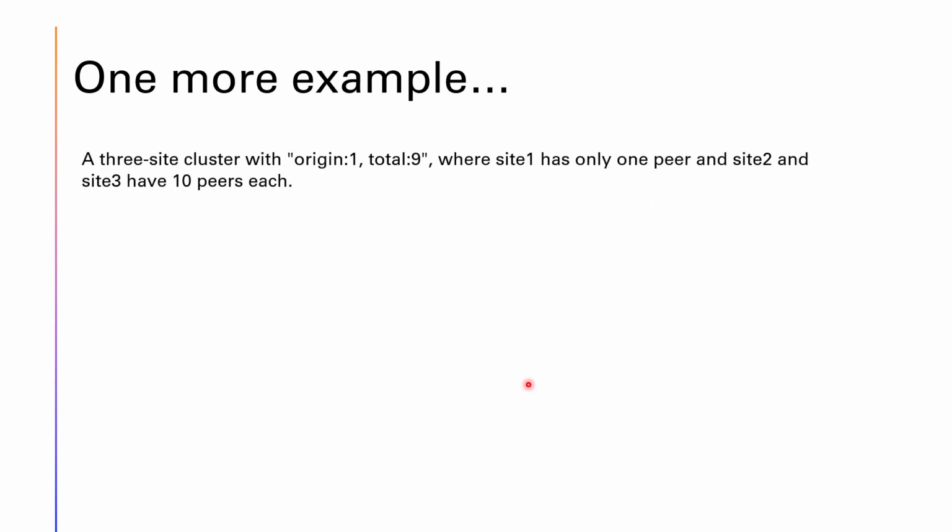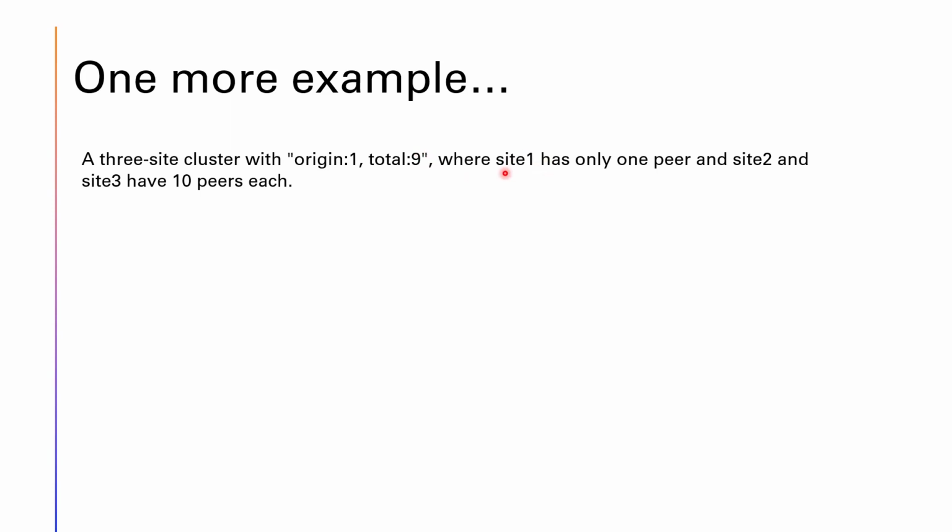Okay, so let's take an example of peer level stuff. Let's say I have a 3-site cluster with this particular setting only. I have not explicitly set any site level copies to be stored. I have just given origin equals 1. That means the site which is generating the data should get at least 1 copy, and there should be a total of 9 copies.